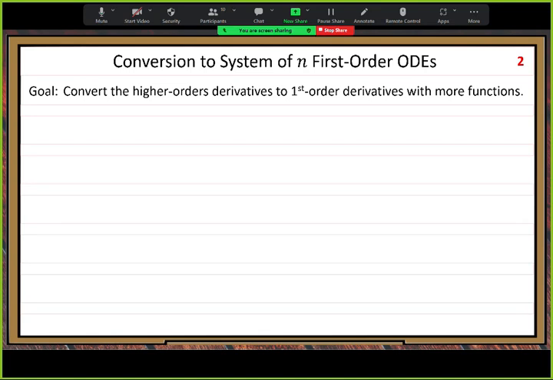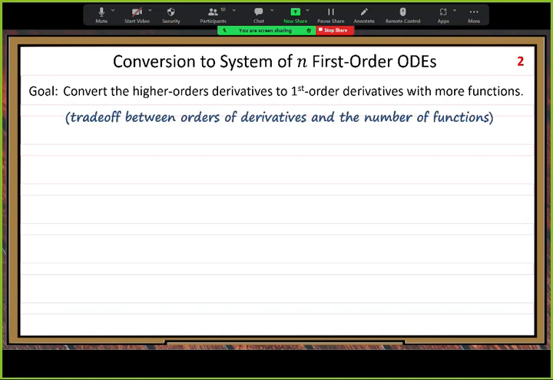We can only see first order derivatives. Even second order, we convert it to first order. So we won't see any derivatives higher than first order. That would be great. But you need to pay, right? It's not free. You need to do something extra.